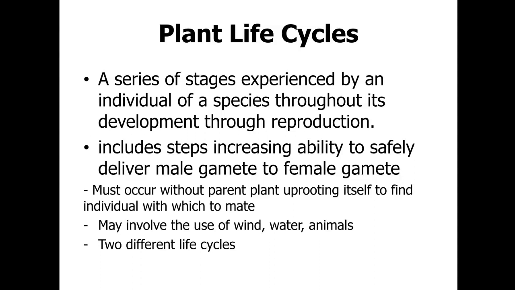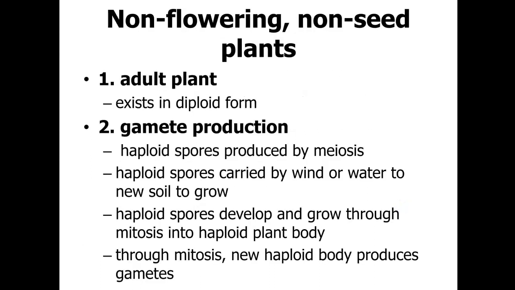And there's going to be two different life cycles, which we've already touched on. First, we have our non-flowering, non-seeded plants. So the adult plant is going to exist in a diploid form. With this one, you might have remembered when we went through lab, we talked about our sporophytes and gametophytes. This would be like the sporophyte. Second, we have the gamete production. So haploid spores are going to be produced through meiosis.